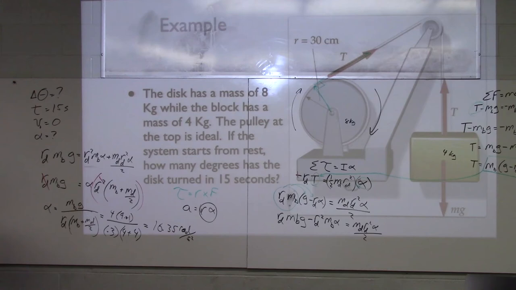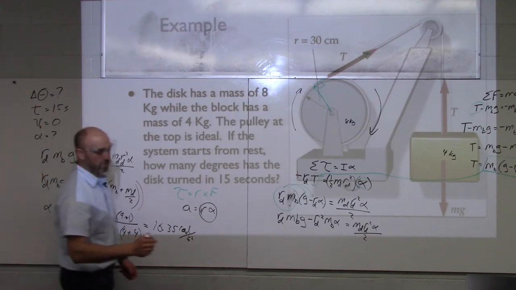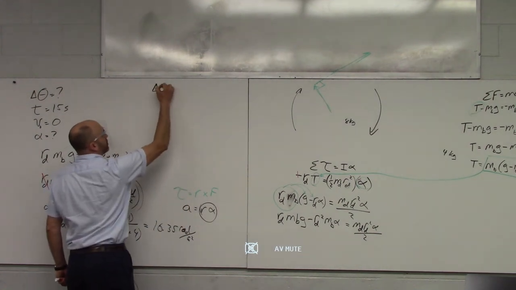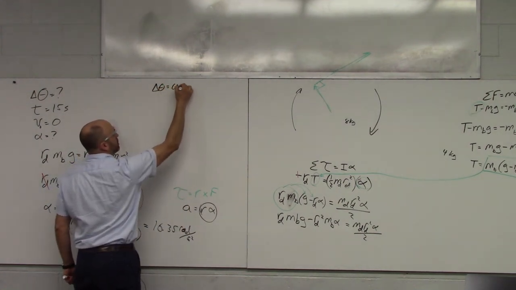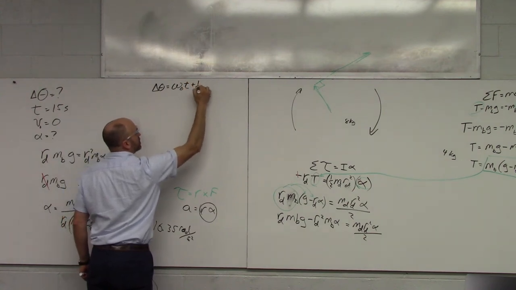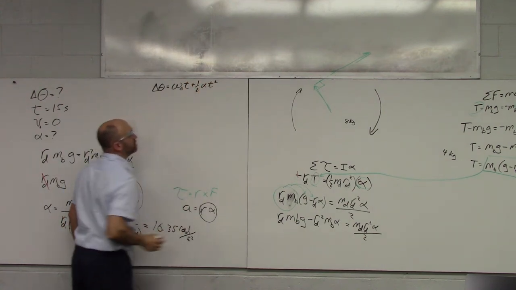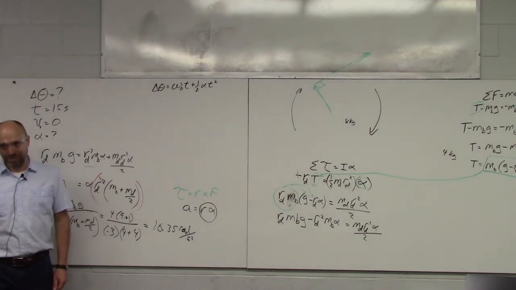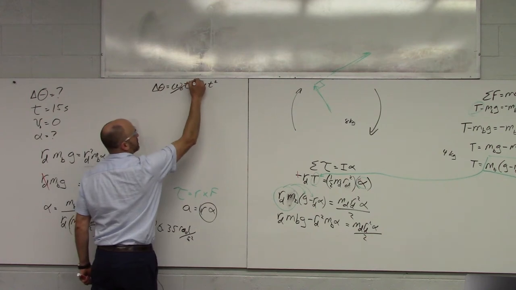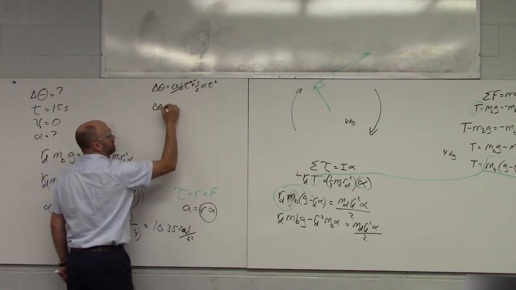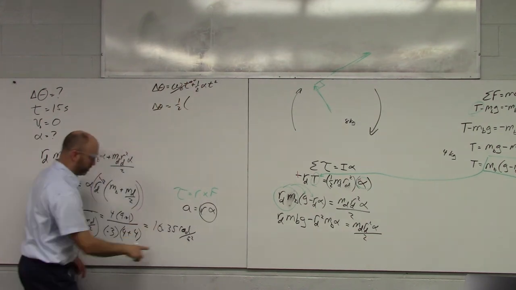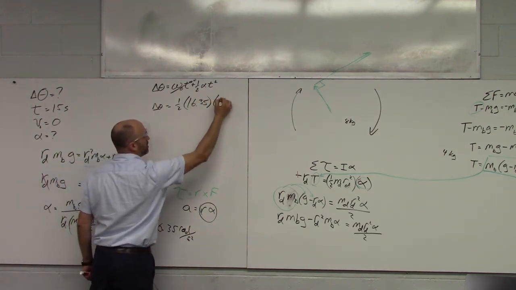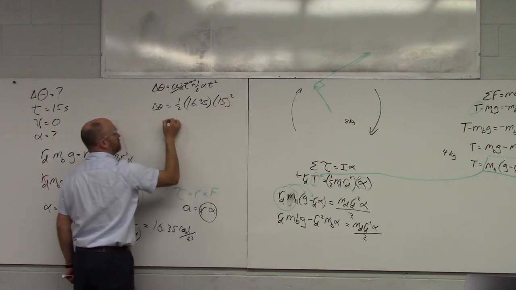Let's see, where can I write that? Running out of board space here. Equation number 3, delta theta equals omega naught times t plus 1/2 alpha times t squared. What was the initial angular speed? 0. It started from rest. So this side is 0. So delta theta is equal to 1/2 of alpha, which we had 16.35, times time, which was 15 squared. What's delta theta?